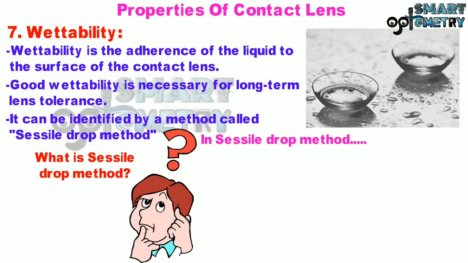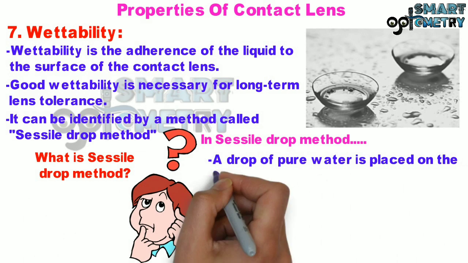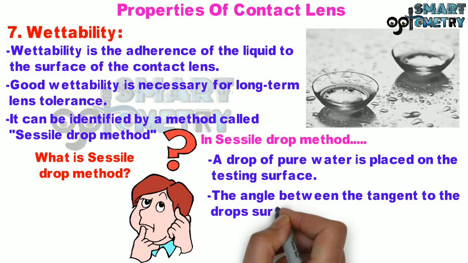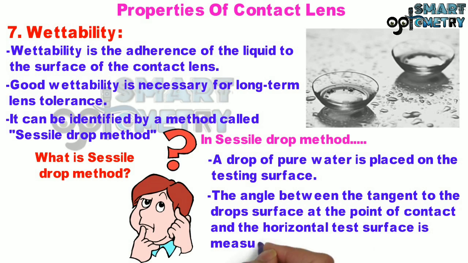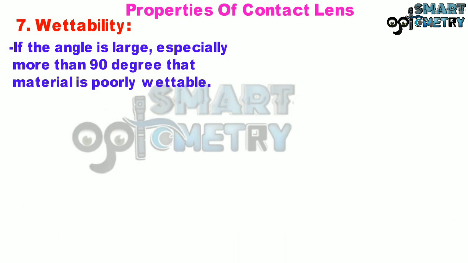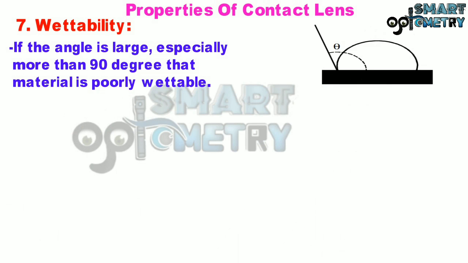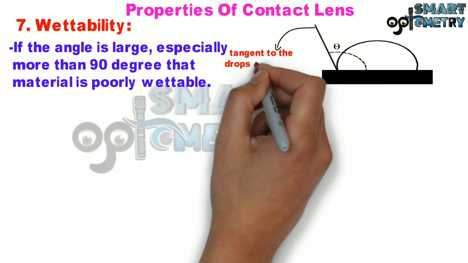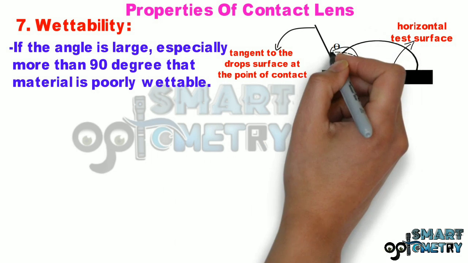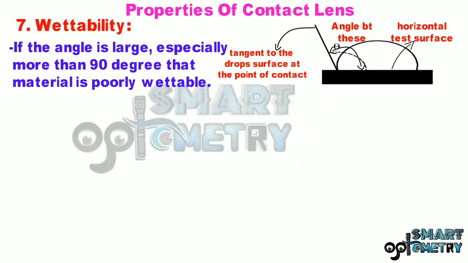In the sessile drop method, a drop of pure water is placed on the testing surface. The angle between the tangent to the drop surface at the point of contact and the horizontal test surface is measured. If the angle is large, especially more than 90 degrees, that material is poorly wettable. Here in this figure, this is the tangent to the drop surface at the point of contact, this is the horizontal test surface, and this is the angle between them, which is more than 90 degrees.